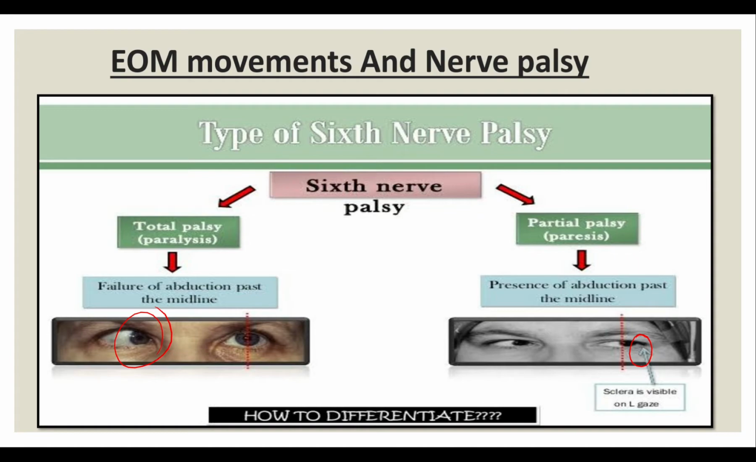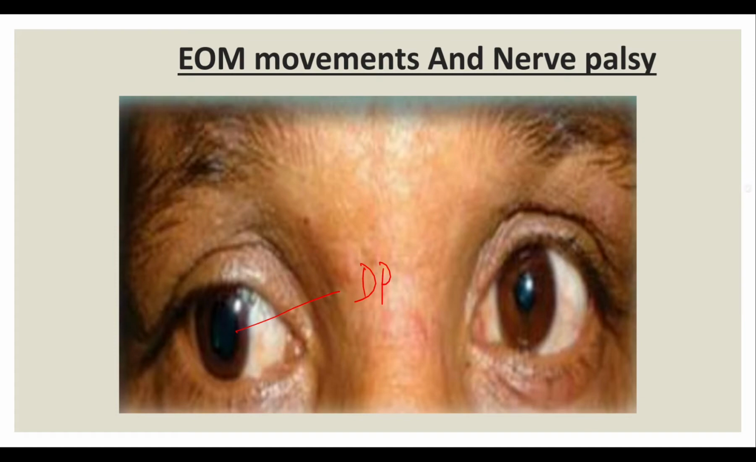Coming to sixth nerve palsy, very simple. Sixth nerve is basically causing abduction. In palsy, abduction is lost. How to test? Do abduct the eye. If the eye is not abducted completely, no abduction, it is complete or total palsy. If there is an abduction but we can visualize the lateral sclera, then that is partial sixth nerve palsy. Next, coming to here, one important clinching feature is the dilated pupil.